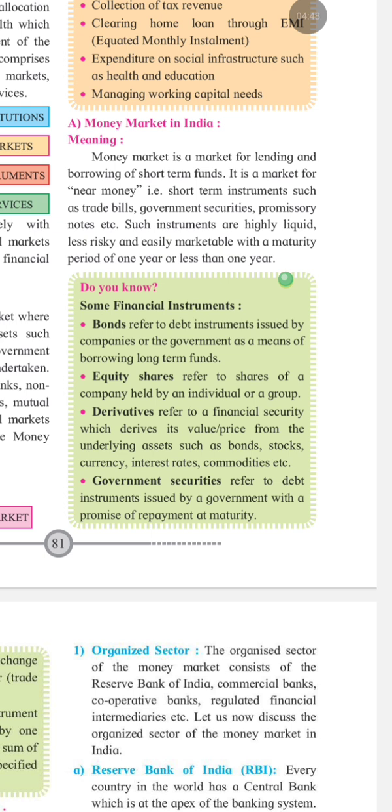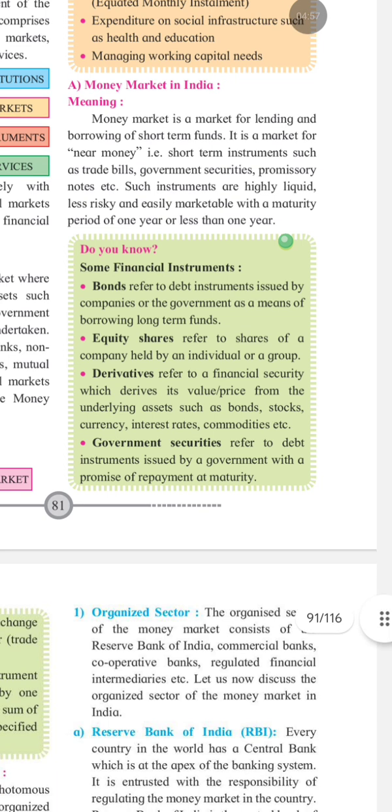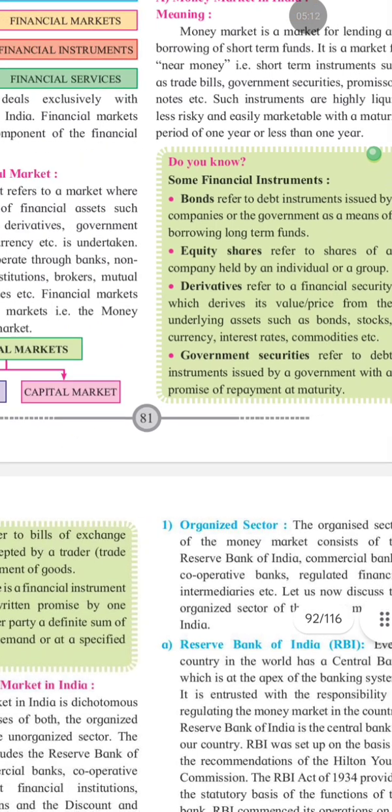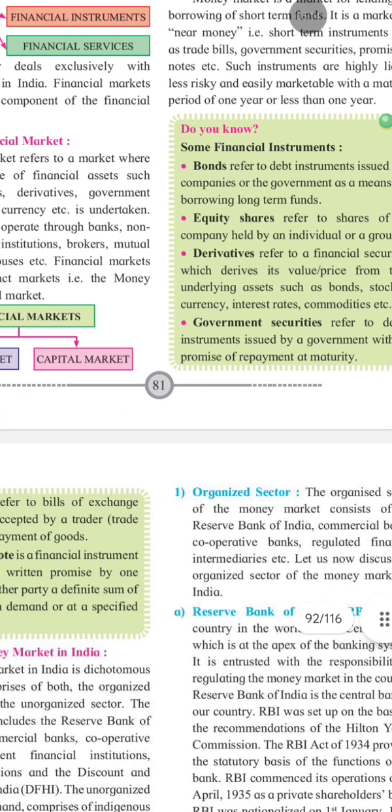Now, what is near money? The money market mainly deals with instruments known as near money. So what is near money? Near money refers to financial instruments that can be easily converted into cash whenever required. Examples, you can see here: trade bills, government securities, and promissory notes, etc.